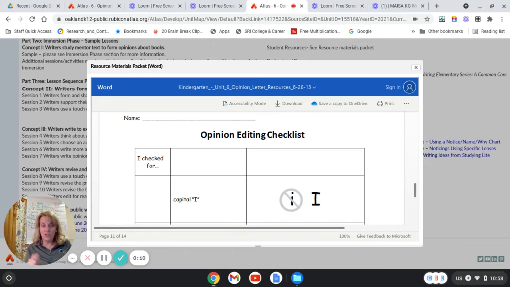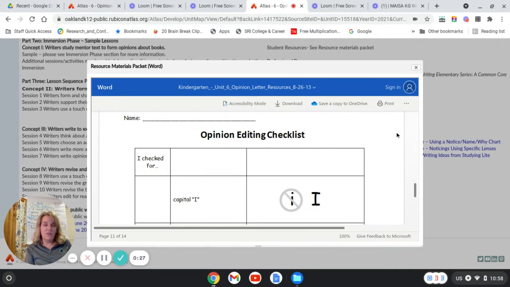Hey, we're in the day that's called the editing day, and this is when we use a checklist. And remember, you don't just go check, check, check, I'm done. You have to do each thing one at a time. So these are things that we're going to check our letters for and make sure they're really clear so that when people read our letter, they're not trying to figure it out. They can listen to what we have to say.